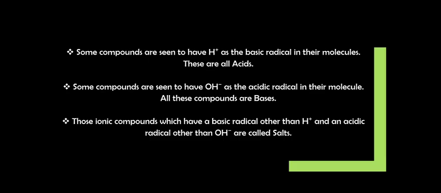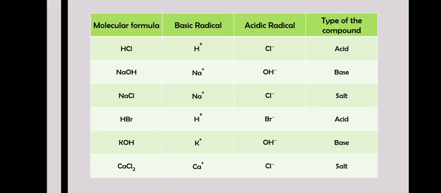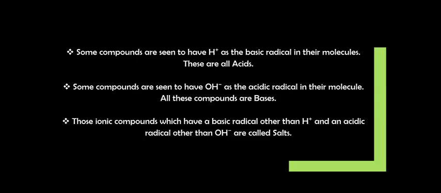Now some compounds are seen to have H plus as the basic radical. Basic radical means positive ion, okay. These are all acids. Then some compounds are seen to have OH minus as the acidic radical, means the negative ion, and they are called bases. And some ionic compounds have a basic radical other than H plus and an acidic radical other than OH minus. See here in CaCl2, the basic radical is not H plus, it is Ca plus, and the acidic radical is not OH minus, it is Cl minus. Such ionic compounds are called salts. Followed?